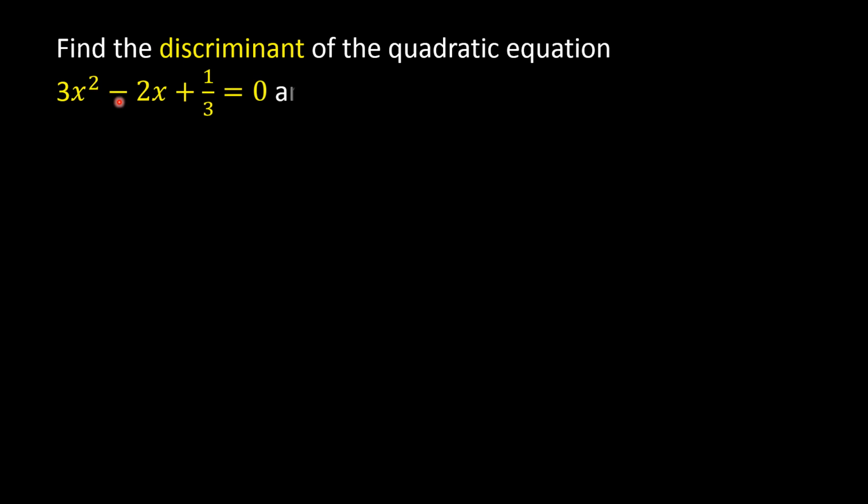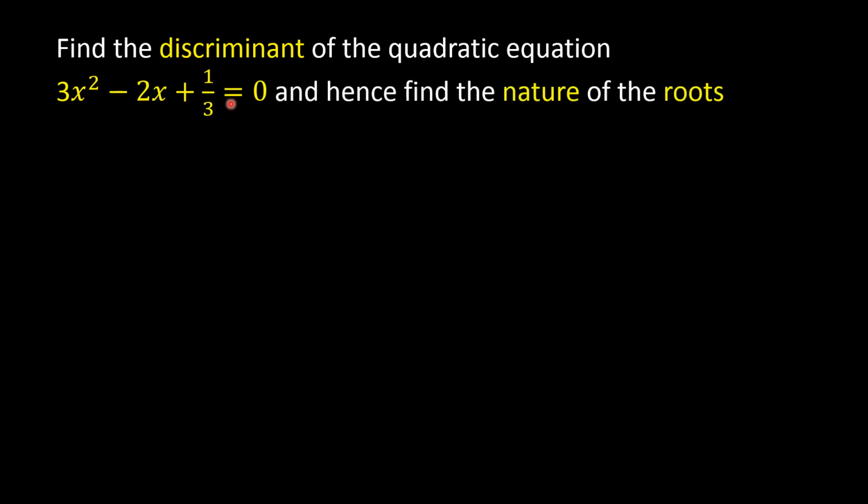Next example, find the discriminant of the quadratic equation 3x squared minus 2x plus 1 upon 3 equals 0, and hence find the nature of the roots. First we will simplify this quadratic equation by multiplying throughout by 3. So we will get 9x squared minus 2 multiplied by 3, minus 6x, plus 3 multiplied by 1 divided by 3, that will be 1. We have a equals 9, b equals minus 6, and c equals 1.